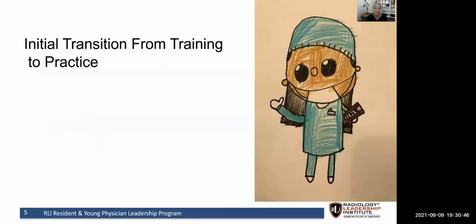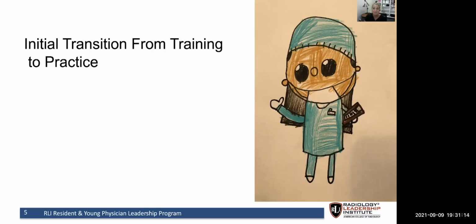You're moving from really a big safety net of having someone who reads most of your studies with you, always having someone there to answer your questions, to becoming an independent practitioner, making all your own decisions, sometimes not having someone there as backup to help you make a decision, being put in a position to mentor and teach younger residents and fellows. And those are all big changes from being a trainee yourself.